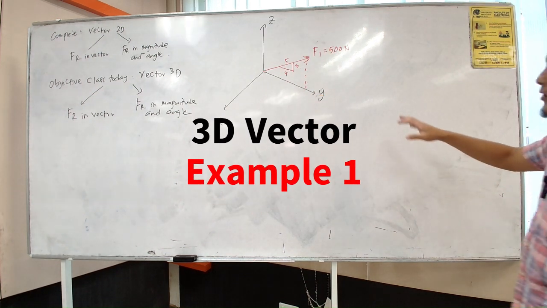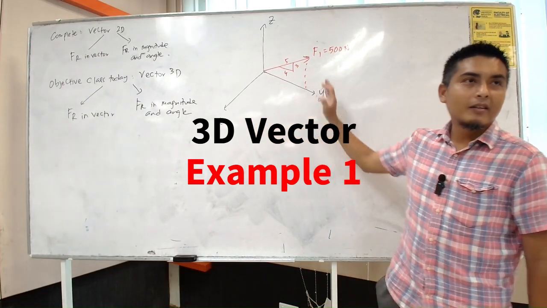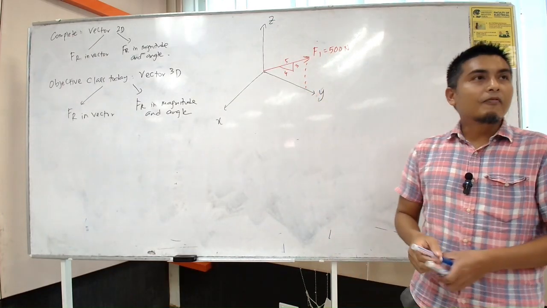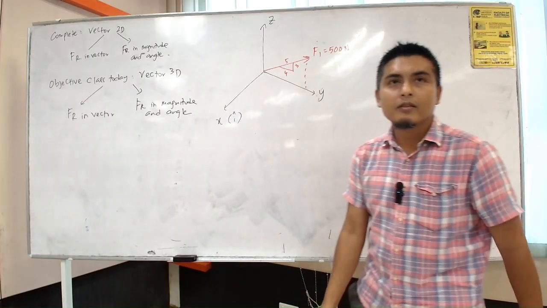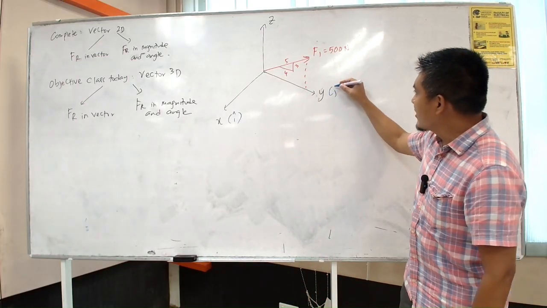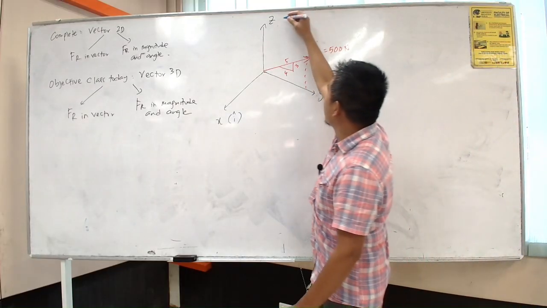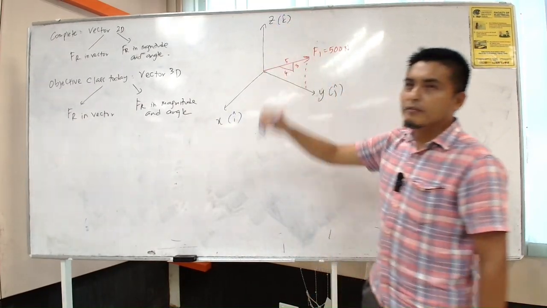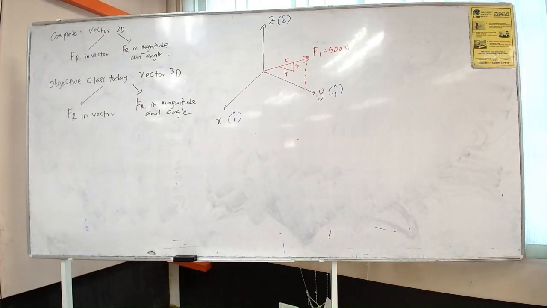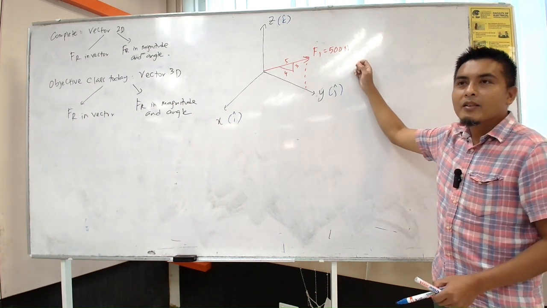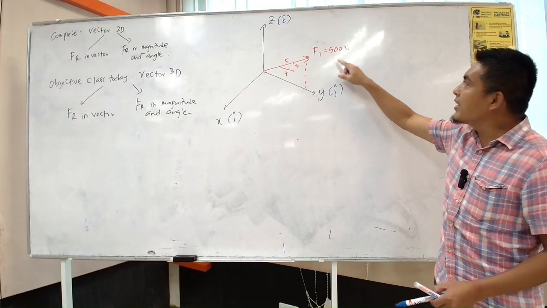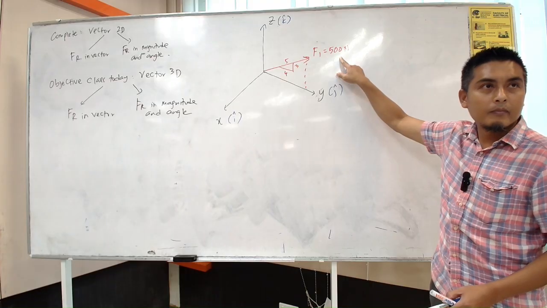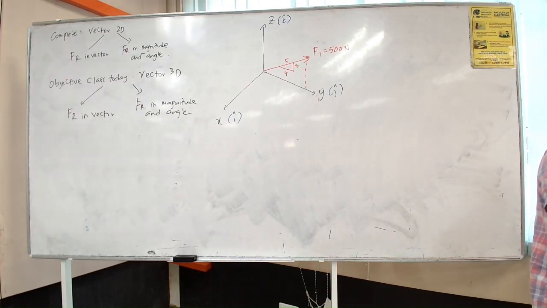3D vectors, because you have X, Y, and Z. The first thing you need to highlight is X, you need to name as I direction. Y, you need to name as J direction. Z, you need to name as K direction. So now, F1, what is the form of this information? Is it F1 in vector form? No, because there is no I, J, and K.